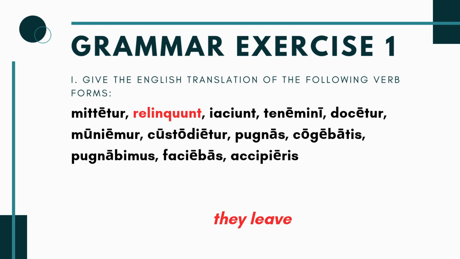Next, you have relinquent, right? This is relinquo, relinquere. Again, not a third IO verb, rather. And you're just looking at present tense, so it just means they leave. Now you have iaciunt, right, which comes from iacio, iacere. This is a third IO verb. It's active voice, present tense, third person plural. So it just means they throw. You can tell by the IUNT, right? That kind of gives it away as being third IO. This just means they throw.